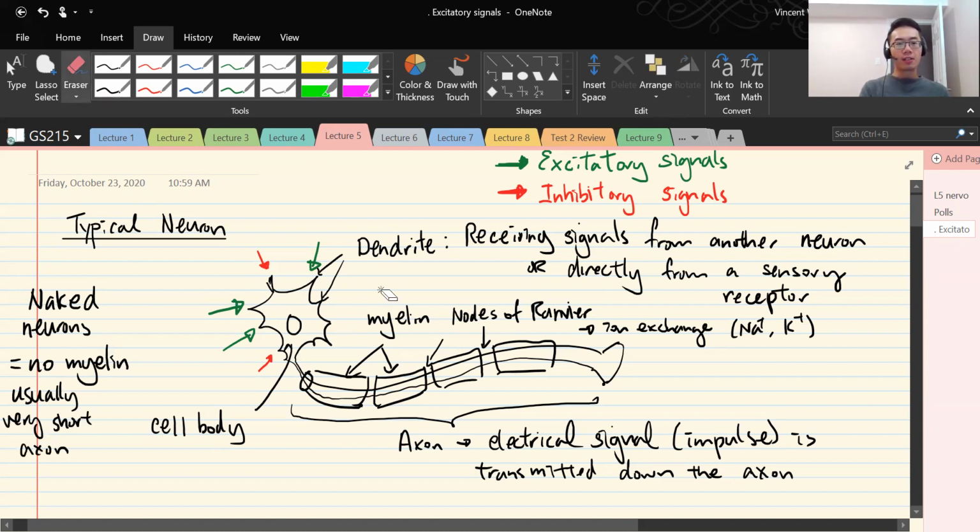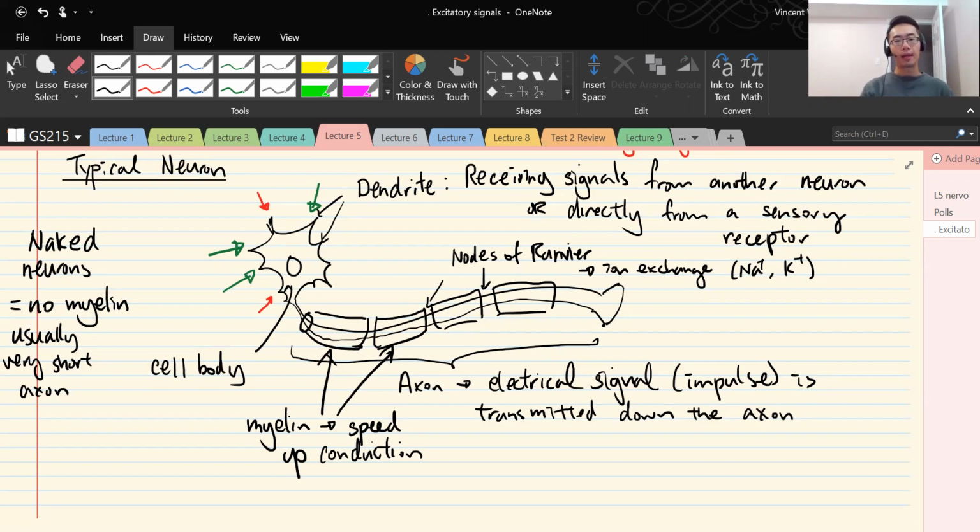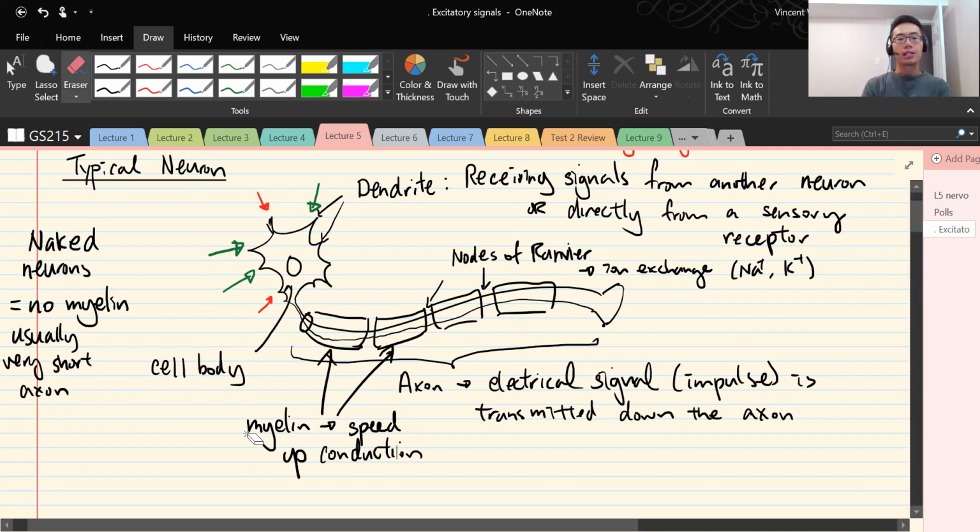Okay, so the purpose of the myelin, we're getting really crowded here. Sorry. The purpose of the myelin is to speed up conduction. Just like the insulation around a wire, it allows the signal to go faster. And this is a kind of lipid type of substance.